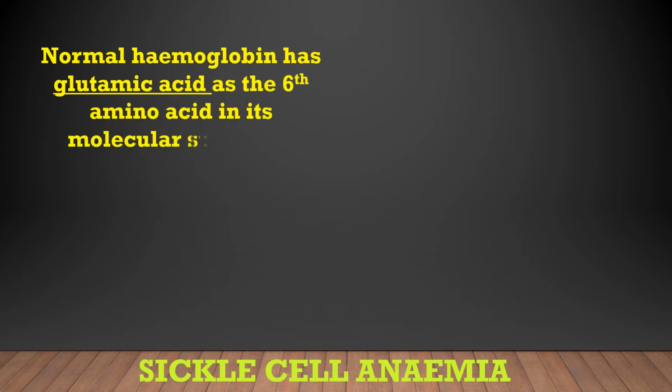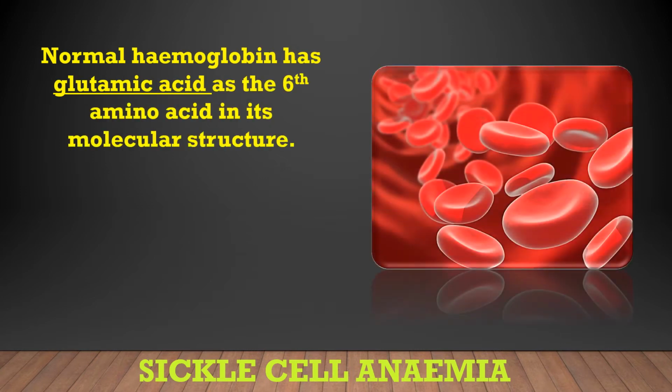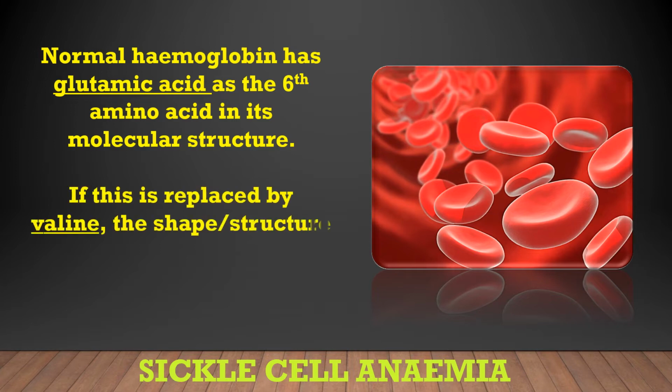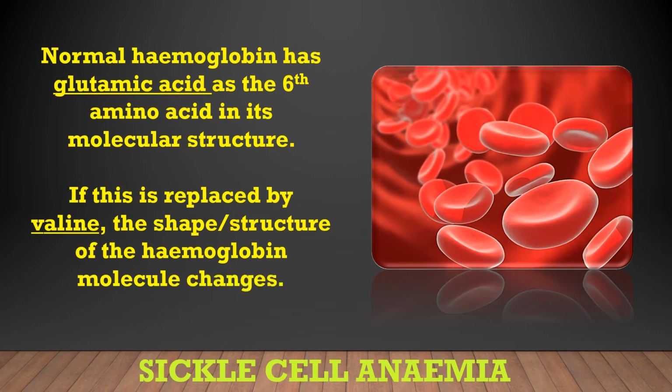The monogenic disease, sickle cell anemia. Now what happens here is that normal hemoglobin has glutamic acid as the sixth amino acid in its molecular structure. So hemoglobin has amino acids and the sixth amino acid is glutamic acid. Now sometimes this is replaced by valine. So instead of glutamic acid we have valine, and therefore now the shape and structure of the whole hemoglobin molecule changes.